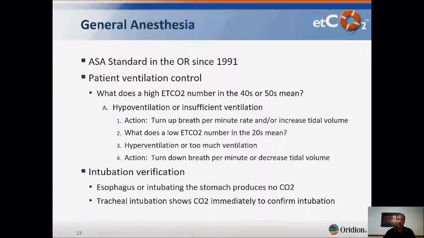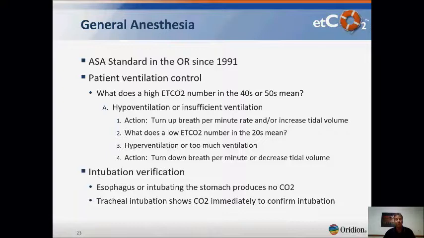General anesthesia, the ASA made it standard in the OR back in 1991. Patient ventilation: when you have a patient on an anesthesia machine, it allows the anesthesia provider to control the amount of ventilation, and the CO2 monitor tells them, hey, I'm ventilating that patient too much, or I'm not ventilating that patient enough. For example, if you have a CO2 reading while on a ventilator and the anesthesia provider sees that you're up in the 40s or even higher, that means they are not ventilating you enough. So they would either increase their breath rate from maybe 8 to 10, or increase their tidal volume from maybe 800 to 900, for example. So each breath has more air and oxygen going into them.